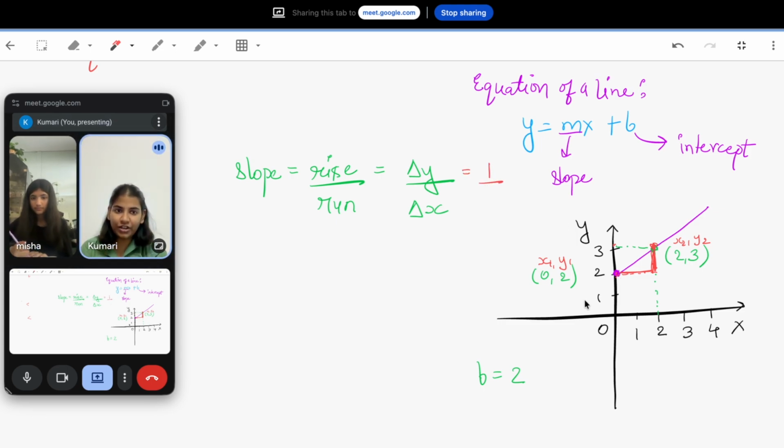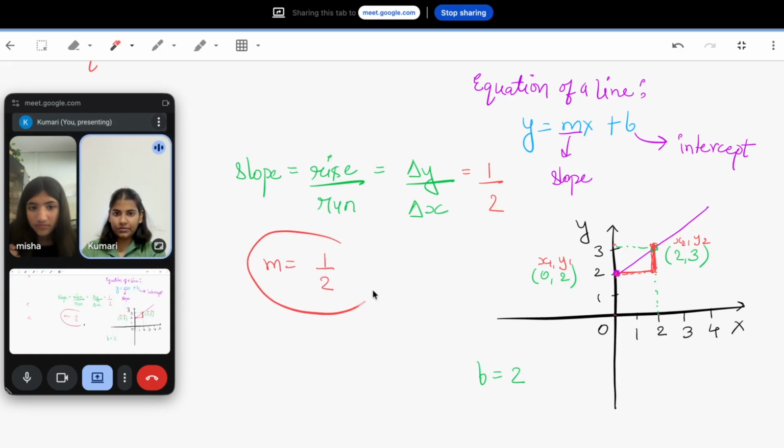And how much is the change in your x? We are going from 0 to 2. How much is the change in your x? 2. Yeah, so how much is your slope? So it's 1/2. Yeah, so the slope, your m, is 1/2.